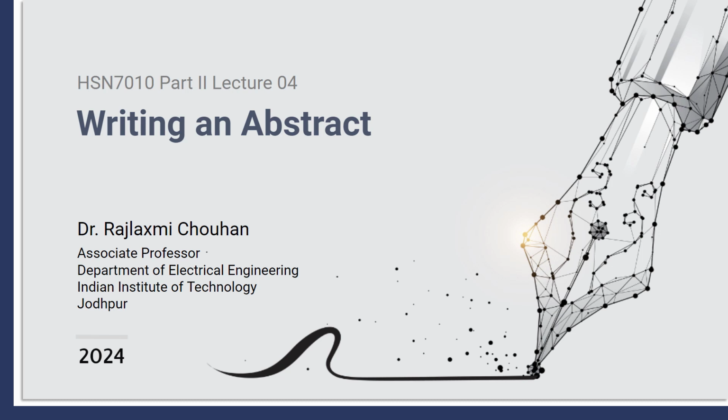Hi everyone, welcome to this fourth lecture on writing an abstract as a part of technical communication. In this session, we will talk about what is an abstract and how do you write an abstract in technical writing. So an abstract is supposed to answer the following questions.